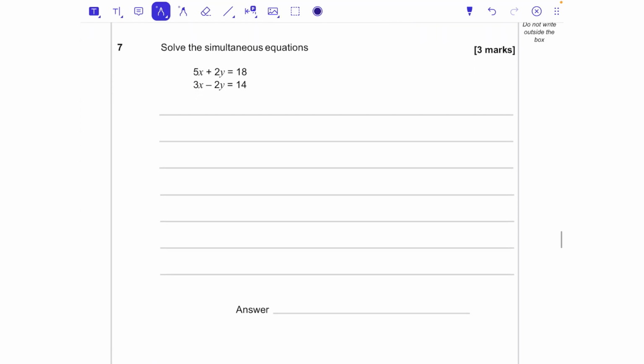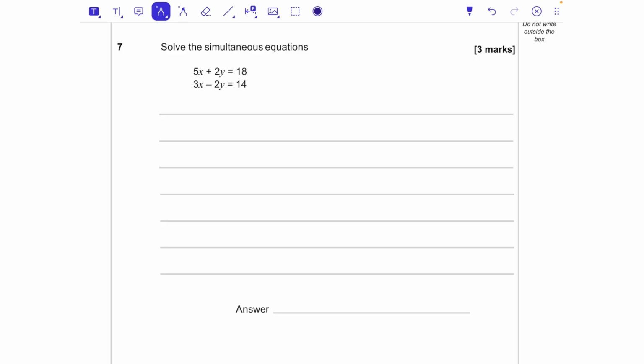Okay, question number 7. Solve the simultaneous equations. So for simultaneous equations, we need to solve the value of x and the value of y that makes both of these equations true at the same time. Now it's tricky because x and y can take different values. So while you've got both an x and a y in the equation, it's difficult to work out what they can both be. So the aim of the game with simultaneous equations is always to get rid of either the x or the y.